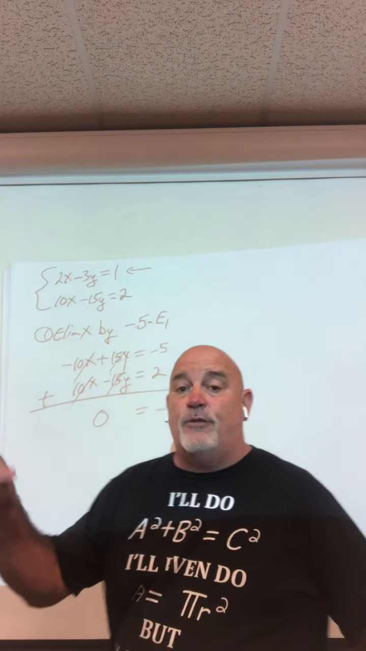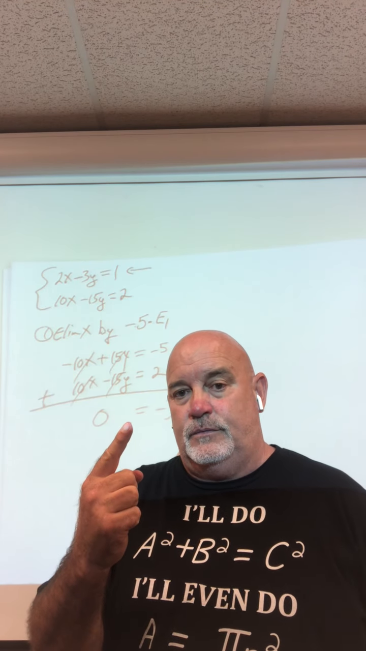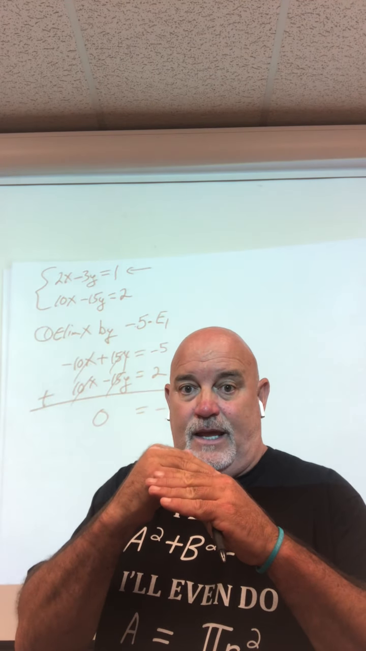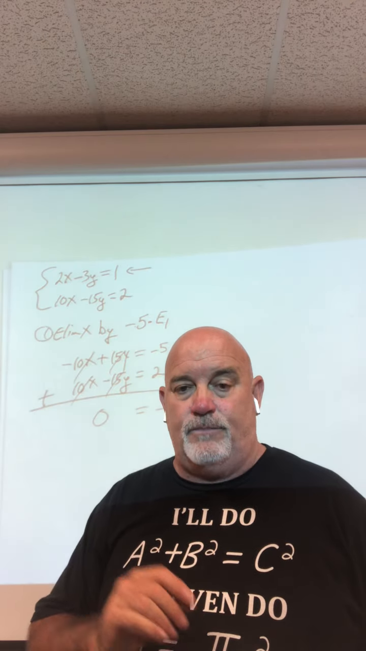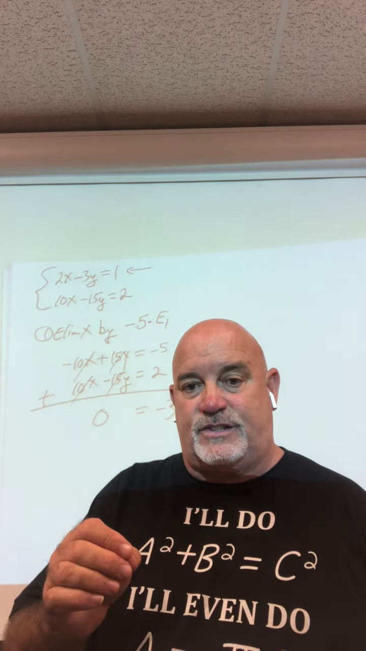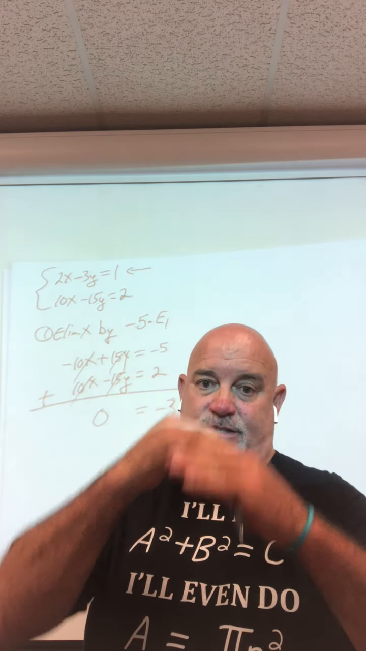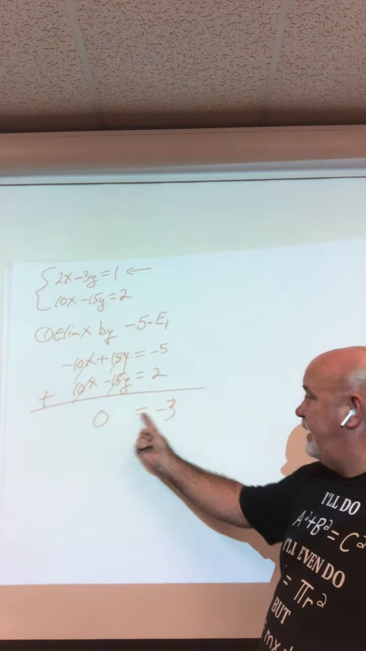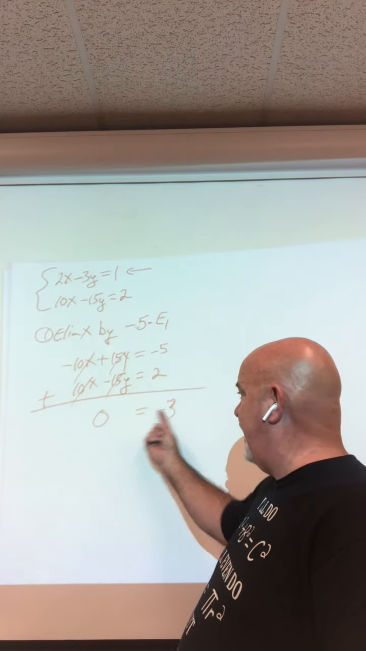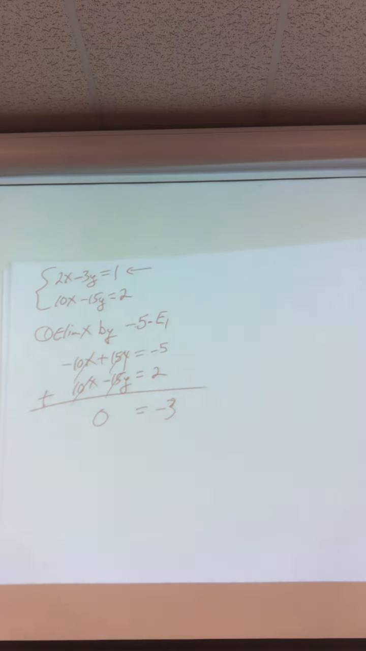Whenever this happens, when both variables are eliminated, your answer will either be no solution, there's no answer at all, it's never true, or the answer is infinitely many ordered pairs. How can I tell? Read your bottom statement. If it is always false, it's no solution. If it's always true, it will be infinitely many solutions. So read this. 0 equals negative 3. Is that always true or always false? Is 0 ever equal to negative 3? No. So this problem right here would be no solution.